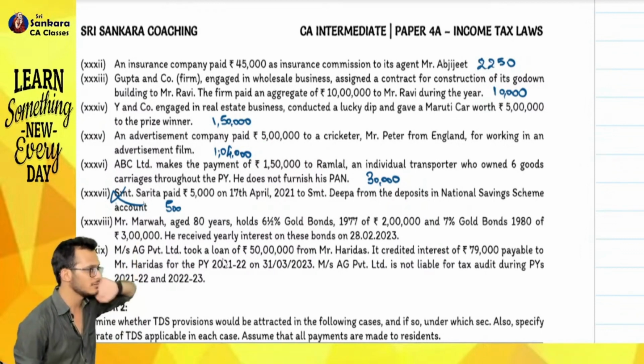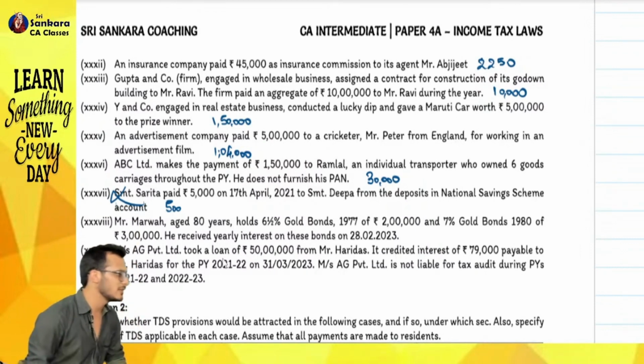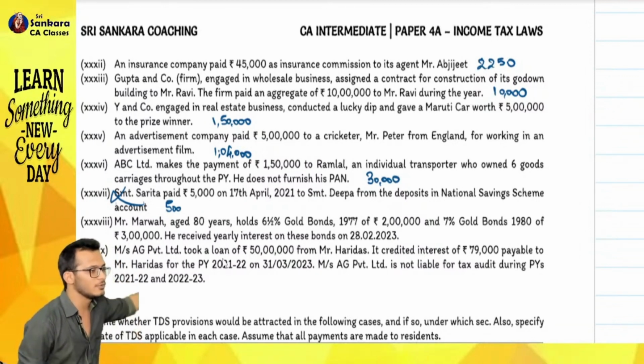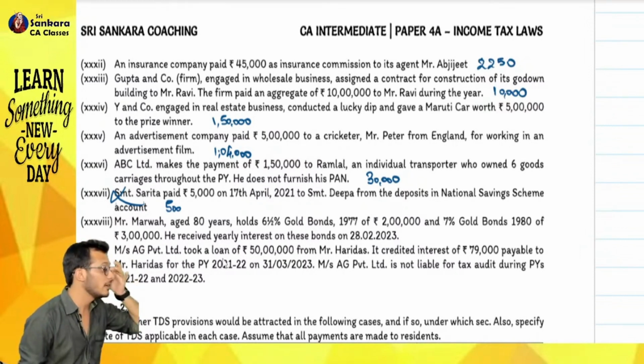Once in a lifetime question. It came somewhere 6 or 7 years back. Worst of the questions. From exam perspective, it will not come. Going forward, it will never come. But okay, the provision is there. The provision says the interest should be more than 10,000 rupees.